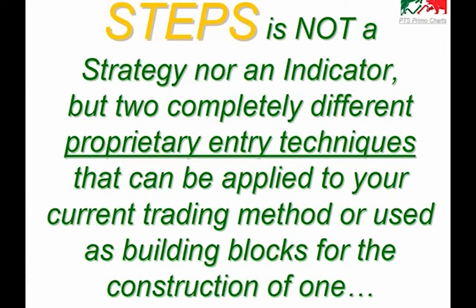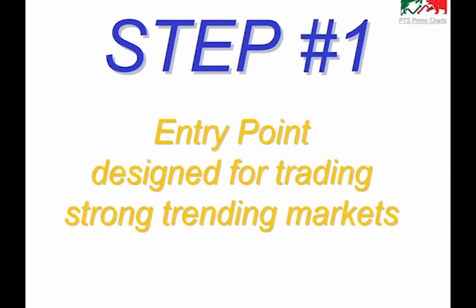If you currently have a strategy or a method and you feel like, well, it's underperforming, it's doing okay, it's just not that great, we really think steps can improve your odds for consistency simply by using them as your entry points instead of your standard entry point. All right, so let me go through each and every one of these steps. We have two steps, but steps one has to do with trading strong trending markets, okay? So this is a continuation type of entry.